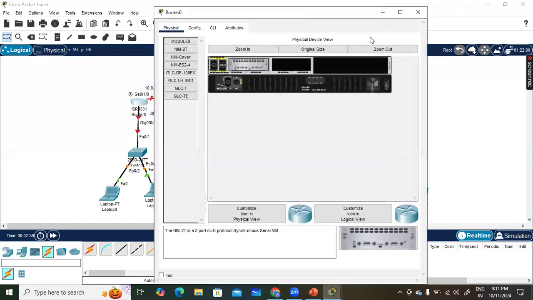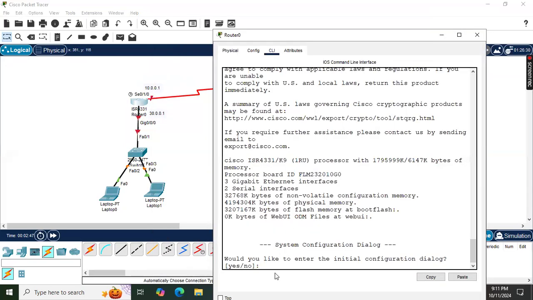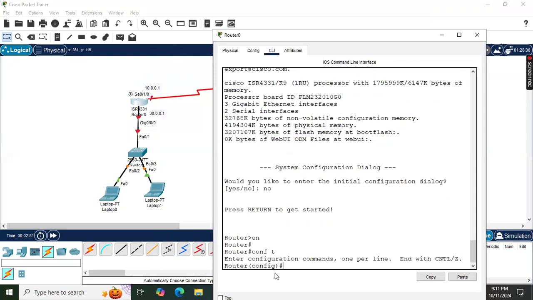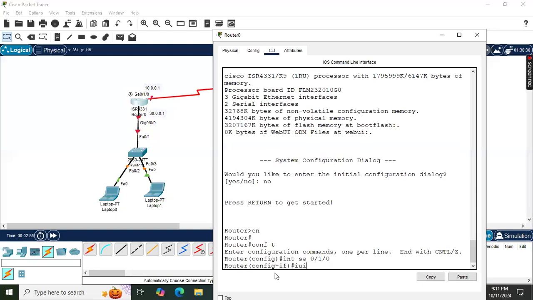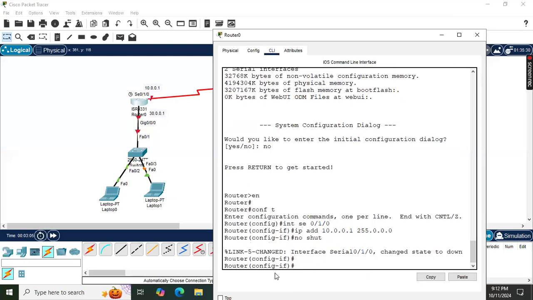First of all, configure IPs on the routers. Go to CLI mode. No. Enable, configure terminal, enter. Interface serial 0/1/0, enter. IP address 10.0.0.1 255.0.0.0, enter. No shut and then exit.